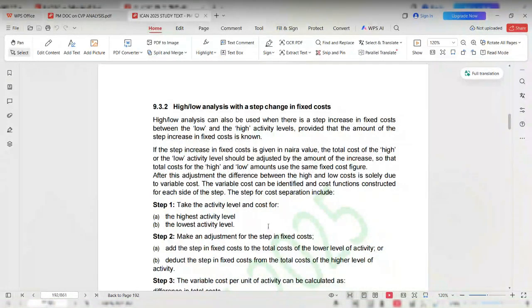High-low analysis with a step change in fixed cost. High-low analysis can also be used when there is a step increase in fixed cost between the low and high activity level, provided that the amount of the step increase in fixed cost is known.